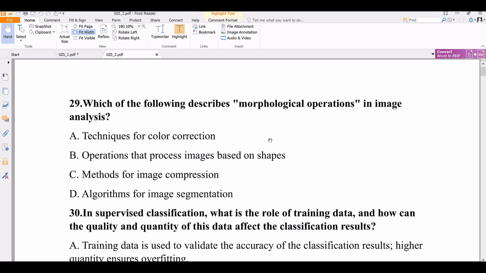So this morphology means related to shapes. So this is operations that process images based on their shapes. So the correct answer is B. Great.